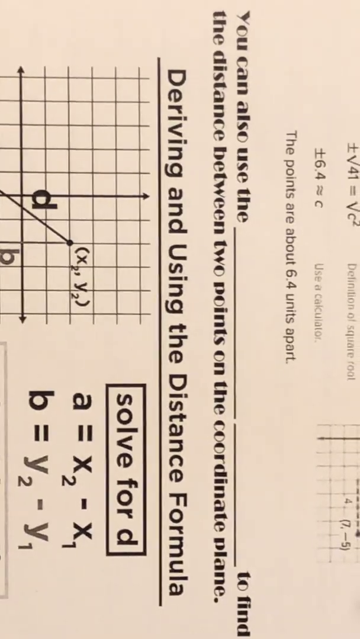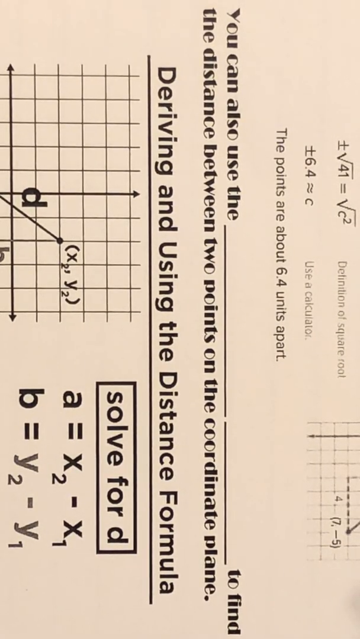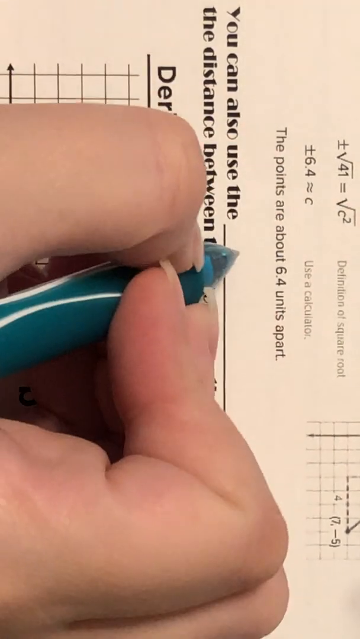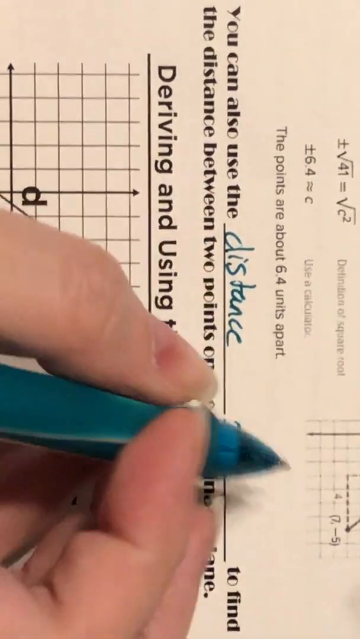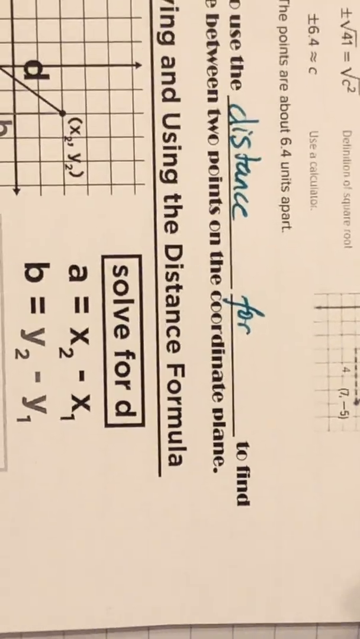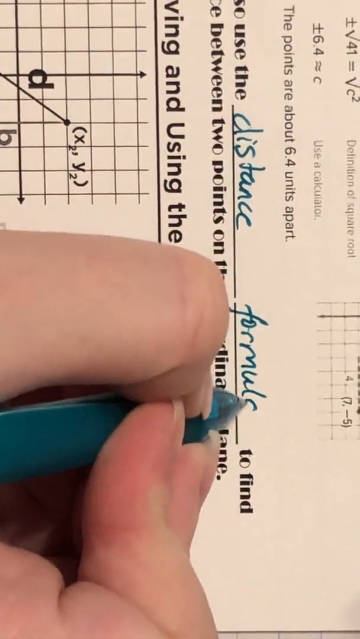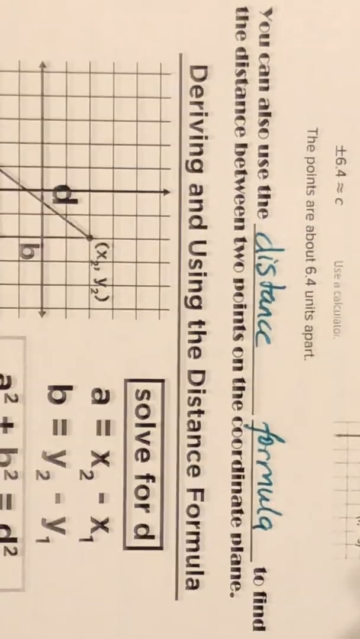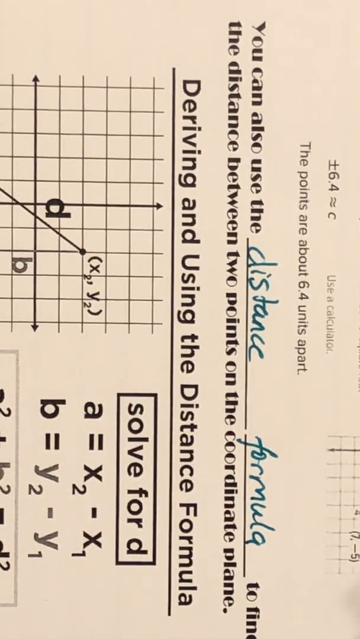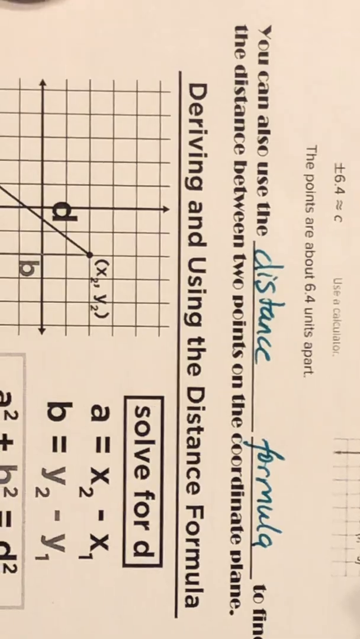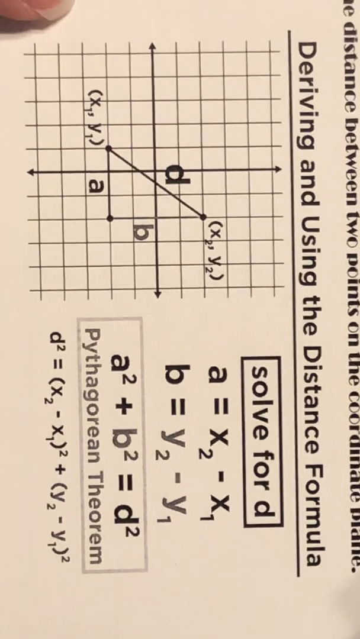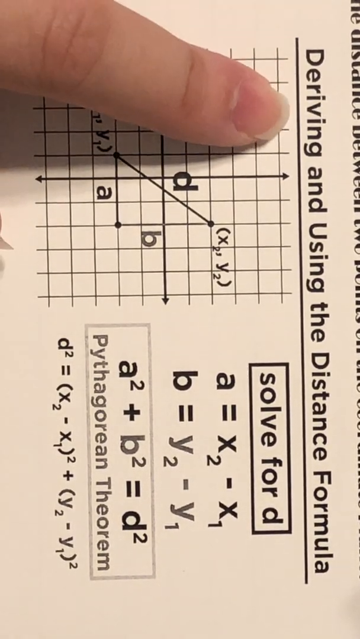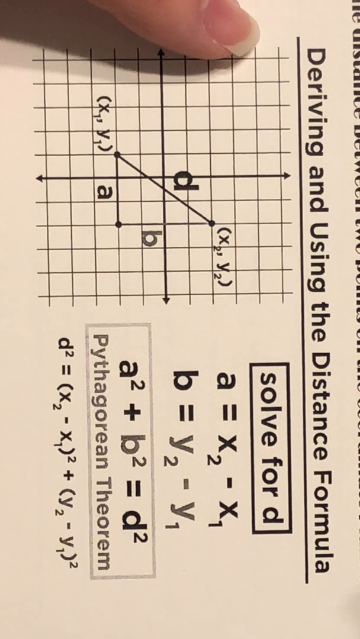You can also use the blank blank to find the distance between 2 points on the coordinate plane. In those 2 blanks, you're going to write distance formula. So you can use the distance formula to find the distance between 2 points on the coordinate plane. Okay, so if we're deriving and using the distance formula, deriving just means that we're figuring out what the distance formula actually is.